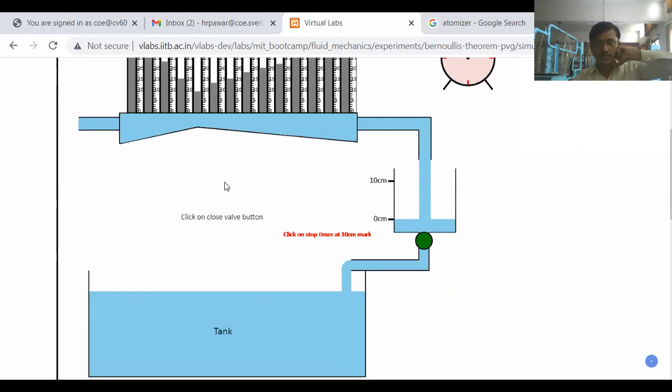कारण area A1 will be equal to discharge Q upon V1. Velocity V1 is equal to discharge Q upon area A1. Similarly, V2 equal to Q upon A2, right? So we need to find out what is the discharge.